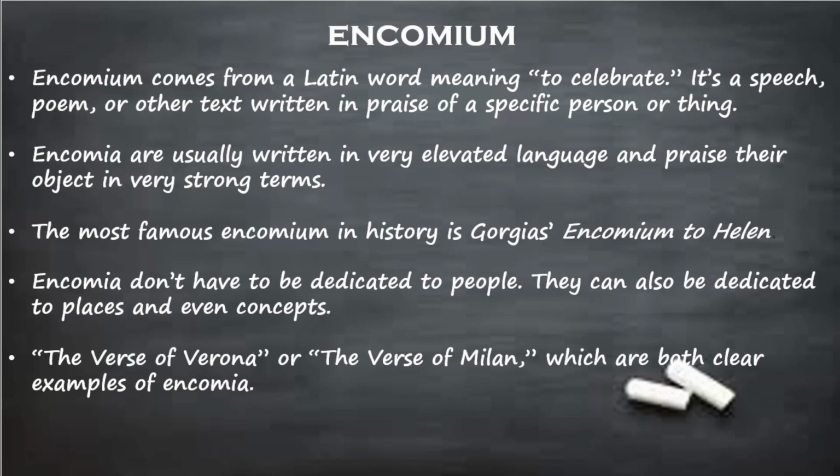The poem is dedicated to Helen of Troy, the Greek woman who represents the ultimate ideal of feminine beauty. Medieval poets often wrote encomia to their cities, and some of the most popular poems of this period have names like the Verse of Verona or the Verse of Milan, which are both clearly examples of encomia. Many encomia are often odes. An ode is a speech or poem addressed directly to someone or something. If the ode is offering high praise, then it's also an encomium.